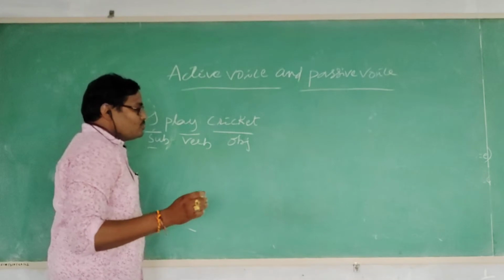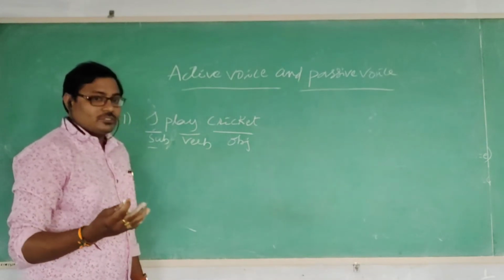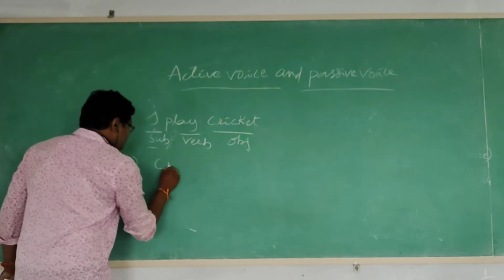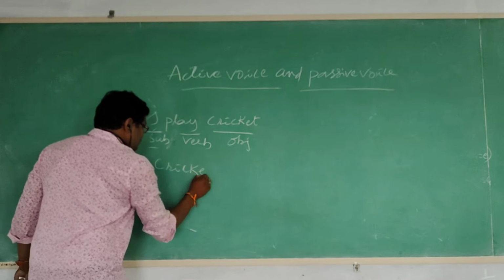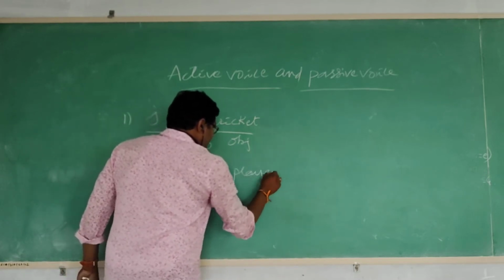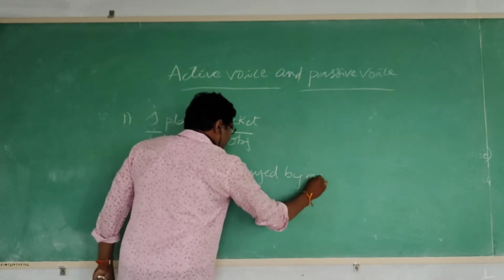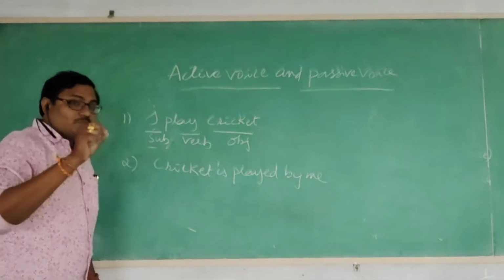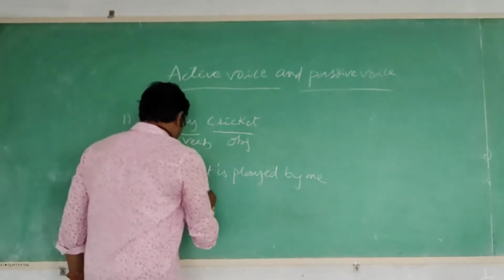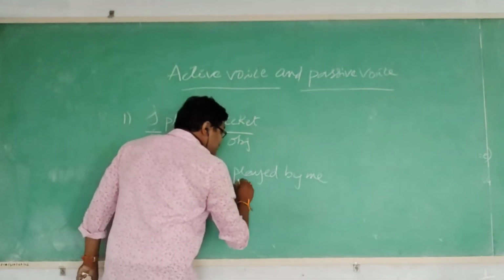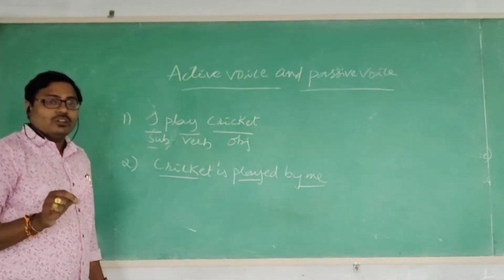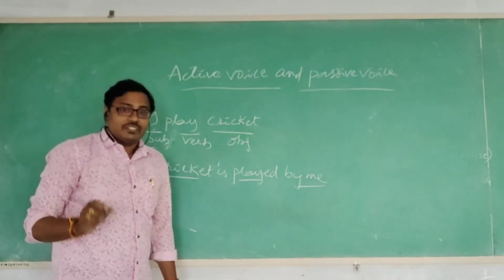Okay? Now let us see passive voice. Cricket is played by me. Here, the subject receives an action from object. That is called passive voice. Here, the subject receives an action from object. That's why this sentence is called a passive voice sentence.